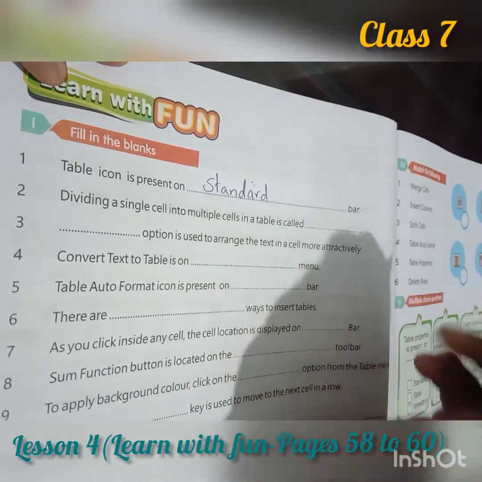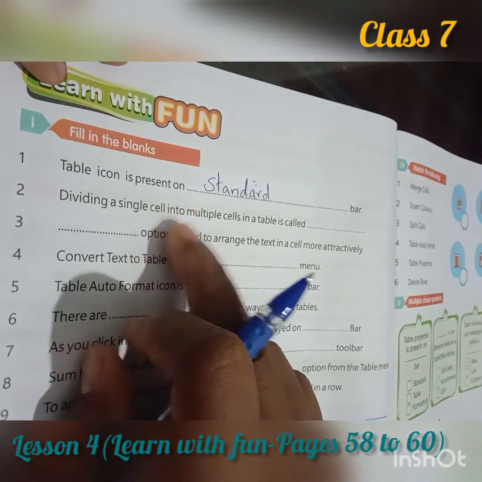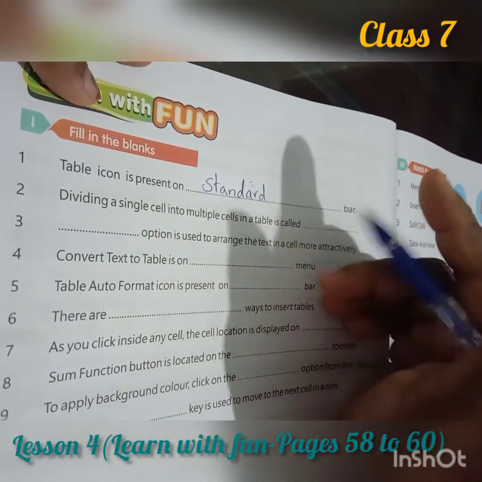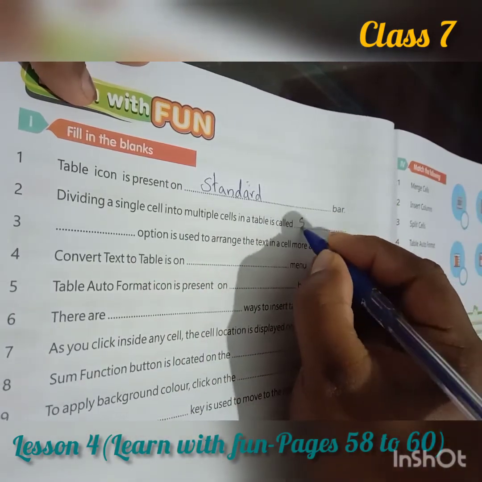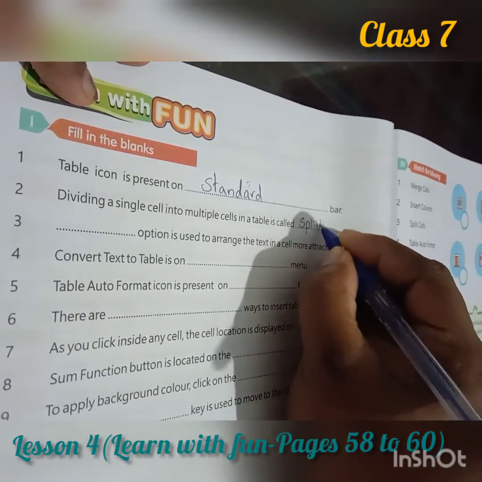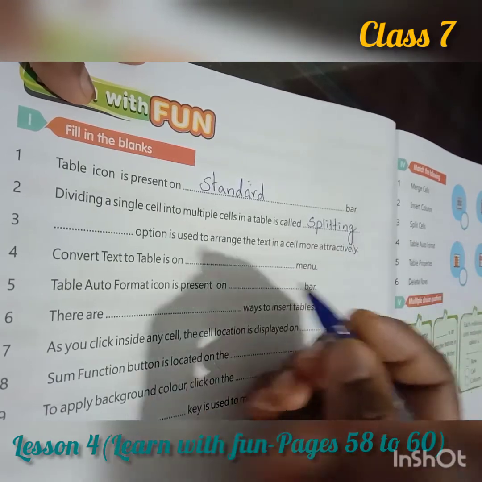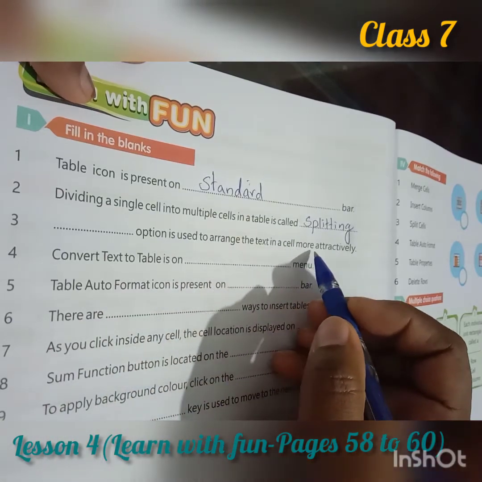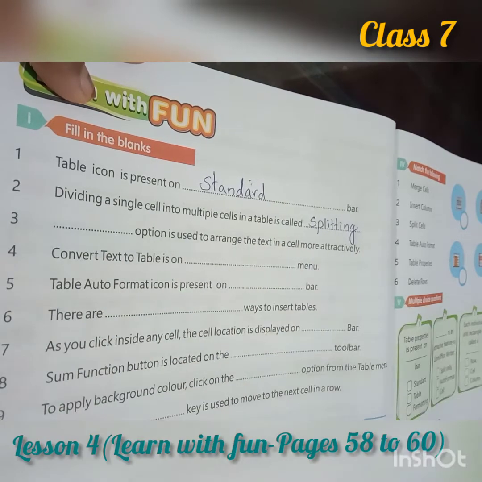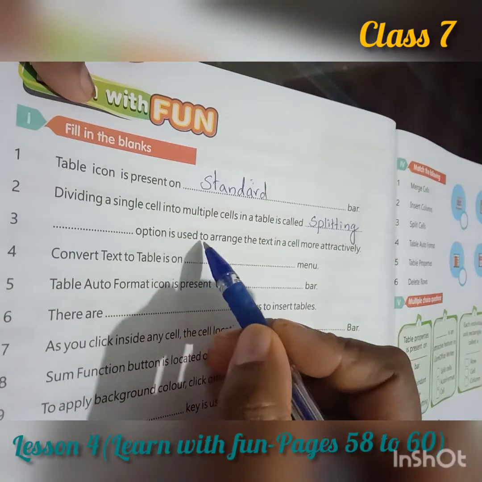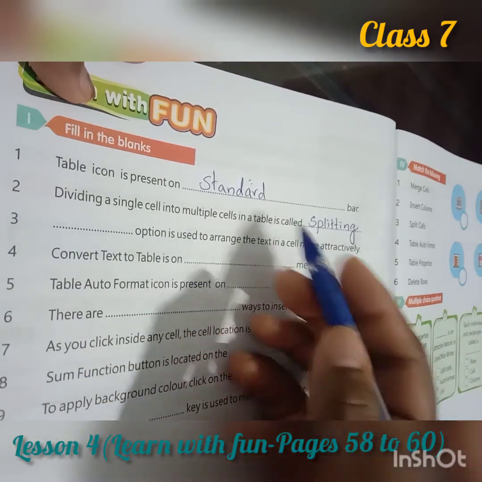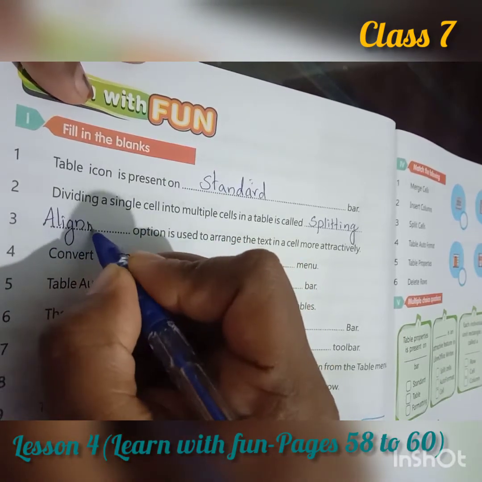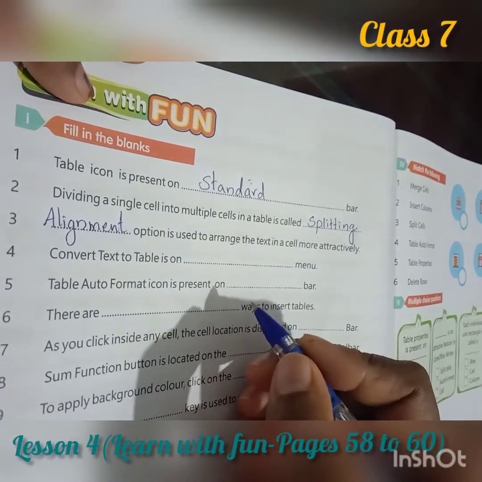Standard bar. Dividing a single cell into multiple cells in a table is called splitting. Splitting, that is dividing. Dash option is used to arrange the text in a cell more attractively. Yes, the option used to arrange the text, that is alignment. Arranging text in different methods or different types is called alignment.